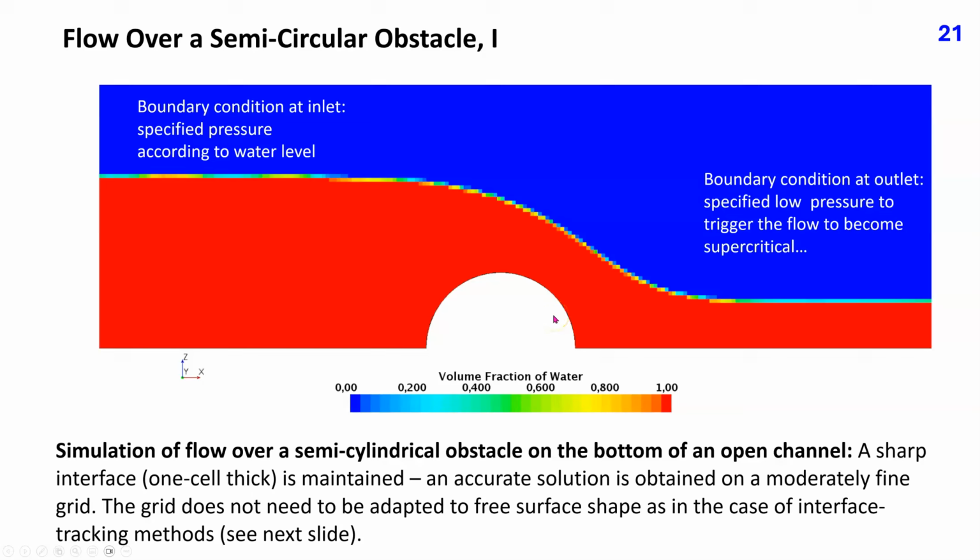In the supercritical state, the downstream condition is not important because information does not propagate in the upstream direction. We see that a sharp interface, one cell thick, is maintained and an accurate solution is obtained on a moderately fine grid. The grid does not need to be adapted to the free surface shape, as in the case of interface tracking methods, which will be further discussed in the next slide.